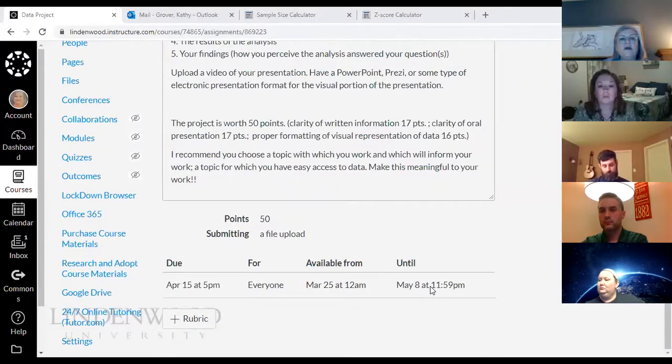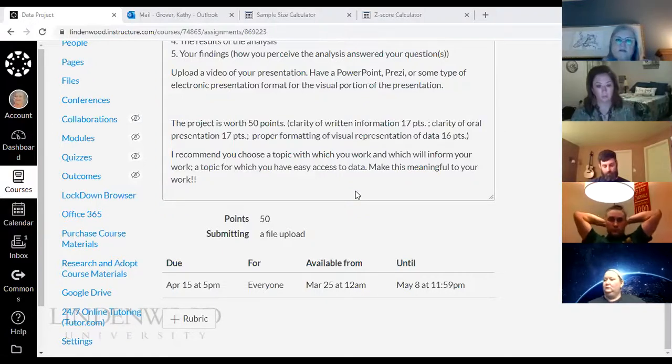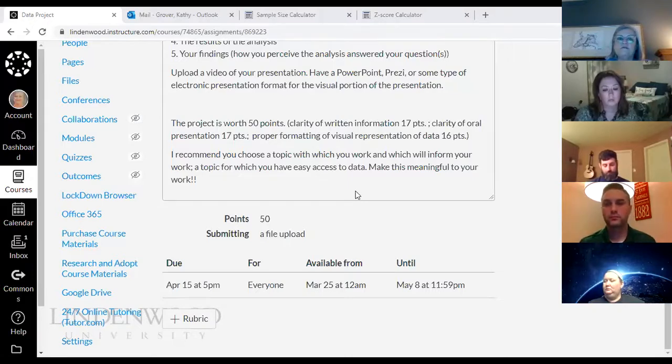So down below here, I have that your project is worth 50 points. Clarity of written information is 17 points. And so I want you to be sure that your slides that you present are all well written, no spelling errors. We can read what's on the screen, that it makes sense. I just want you to give it care, look at it, make sure it's a good, professional, finished product. Clarity of your oral presentation, and then proper formatting of the visual representation of your data.